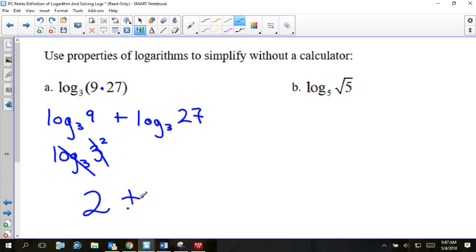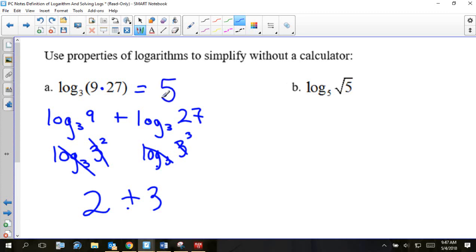Remember, what logs do is they just give you the exponent. So for this one here, log base 3 of 3 to the 3rd gives me 3. What is the answer of that big old complicated looking log problem? 5.